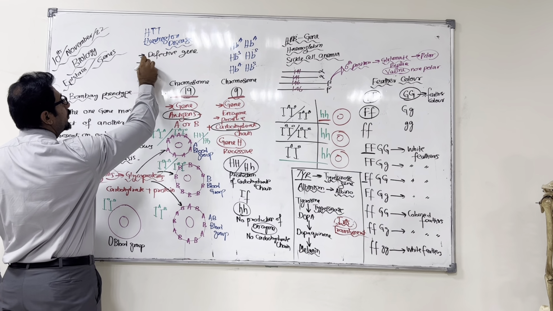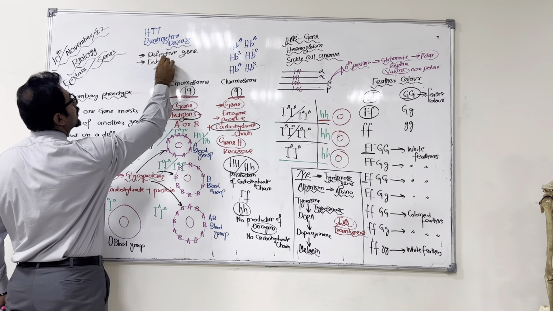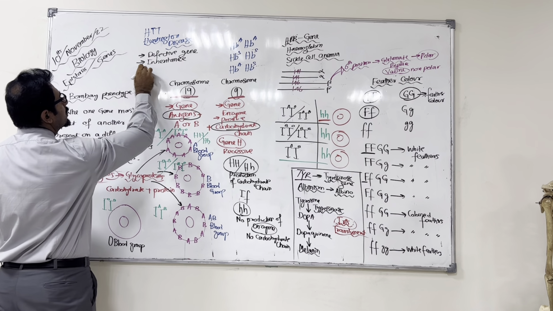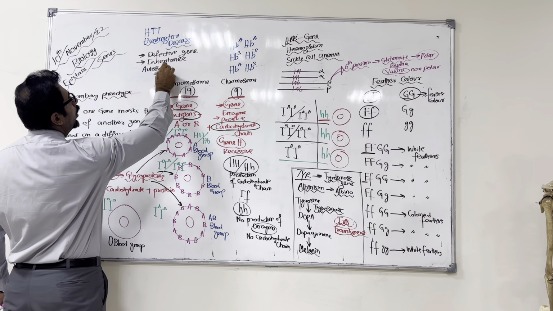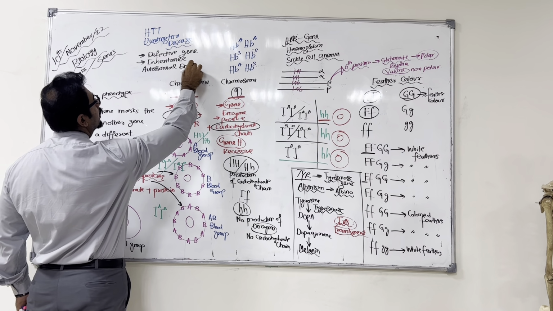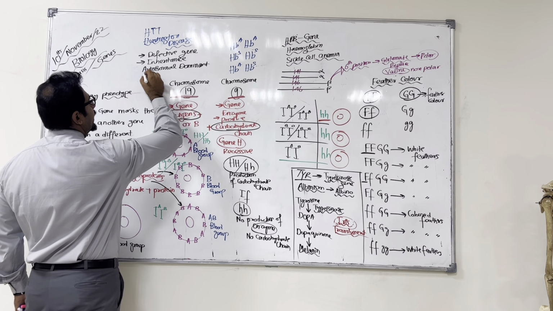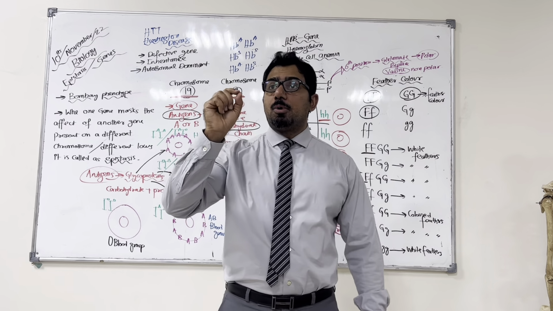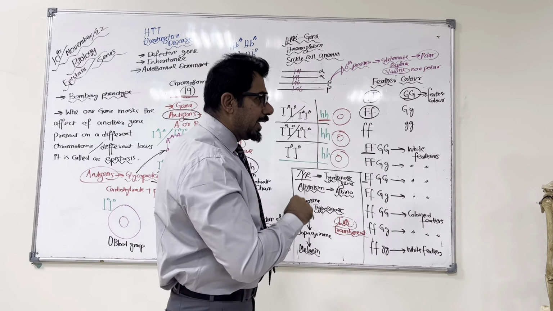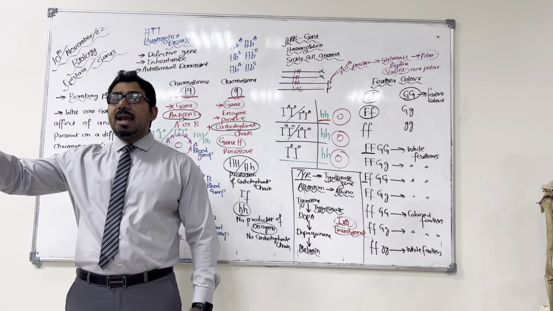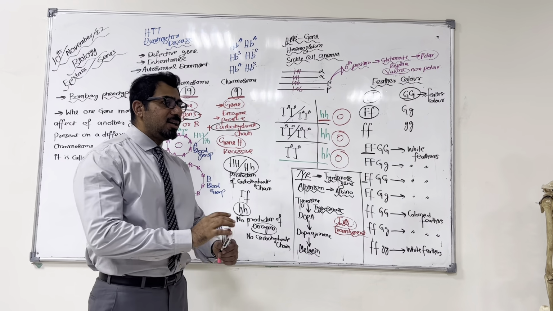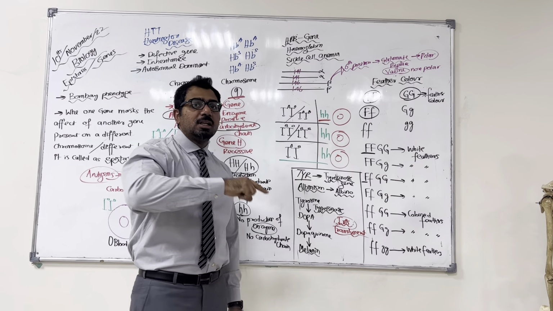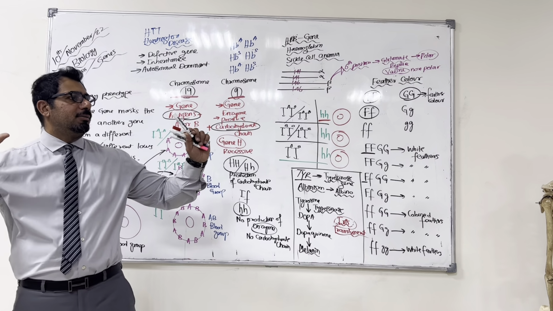The inheritance of this gene is autosomal dominant inheritance. Very important point. Huntington disease, this is what? Autosomal dominant inheritance. Means that if a person gets a dominant gene, he will have the disease. If a person gets the recessive gene, he will be normal.